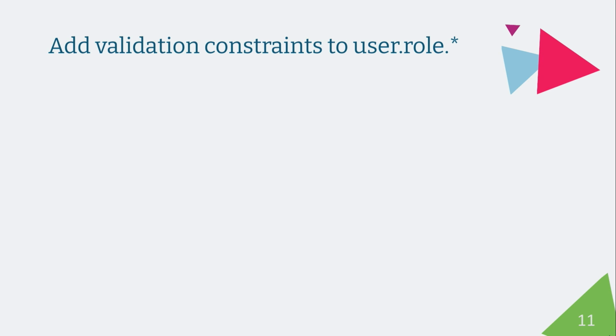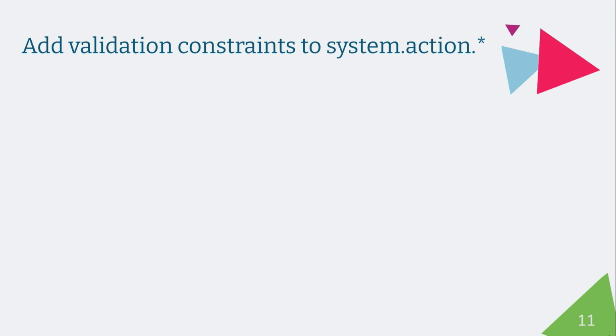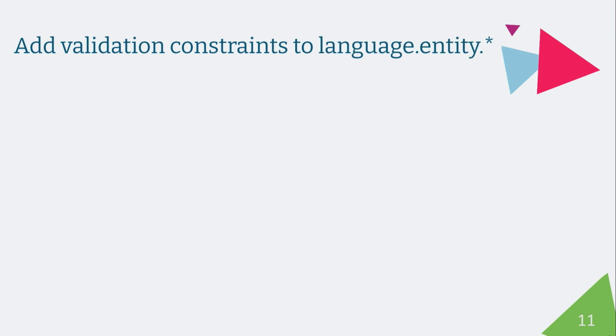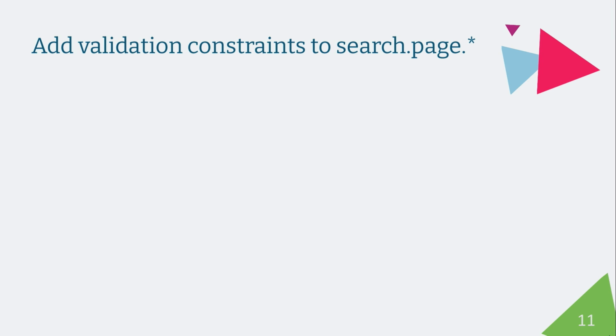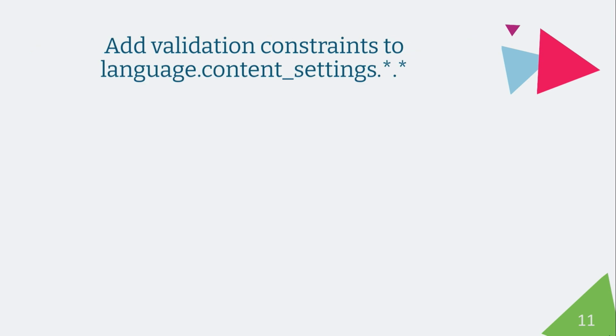There's validation constraints on user.role now, and on system.action, and on language.entity, and on search.page, and on language content testing. We've done a lot of things that have actually increased the configuration validation of our entire system.